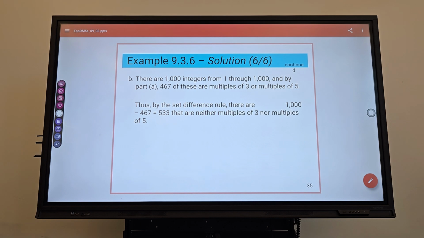There are 1000 integers from 1 through 1000. 467 of these are multiples of 3 or 5. Thus, by the difference rule, there are 533 that are neither multiples of 3 nor multiples of 5.